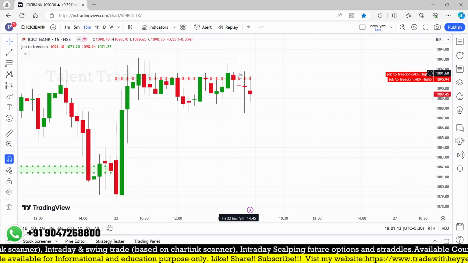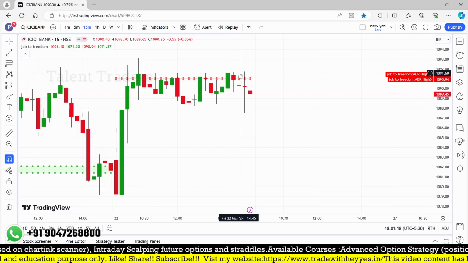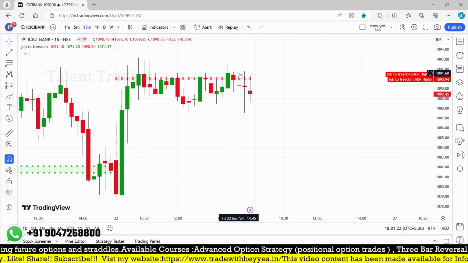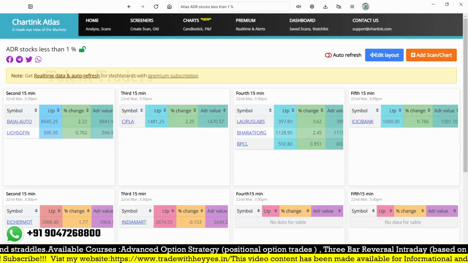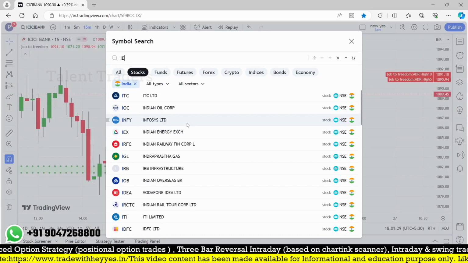So we are focusing on this particular scanner as intraday only. We are not going to take a new trade opportunity near 3 o'clock. That is not advisable. So this is an ignorable trade. And some stocks like Eicher Motors and India Mart on the downside.